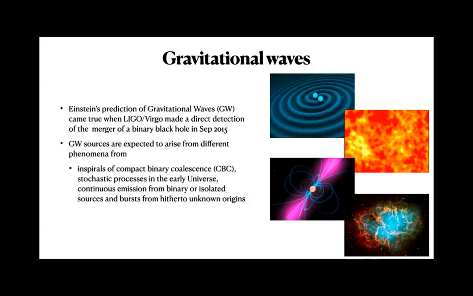These could come from individual objects which are rotating and have some sort of inhomogeneity in the shape or the structure of the objects. They could emit gravitational waves. There could also be some sort of burst-like gravitational wave sources, for which we don't really know any particular origins yet. But these are just some unknowns that we might expect to see.